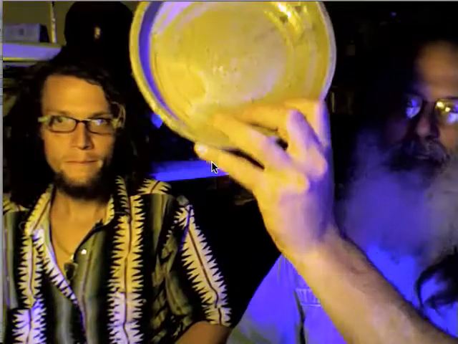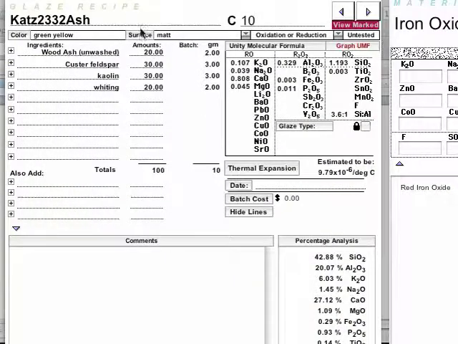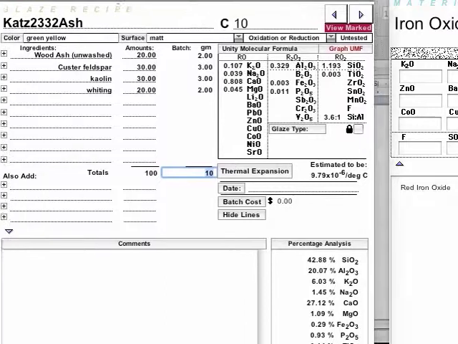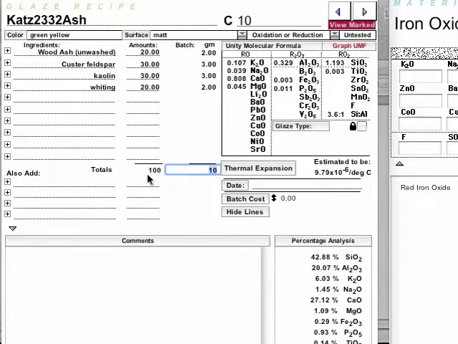We're going to be looking at his glazes. Here we have a sample of it, and we're comparing it with glaze recipes and formulas in the program I use called Hyperglaze. We have here one of the old glaze recipes that I mixed up when I was an undergraduate student. This is Katz 2332 ash.